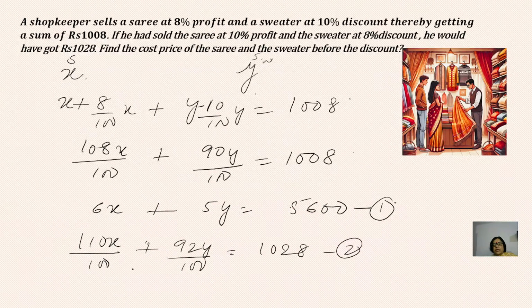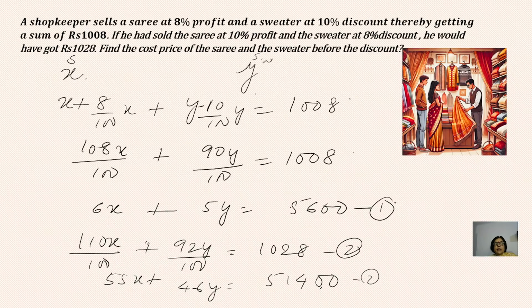Now at the most we can take 2 common from the numerator here. So we get 55x plus 2 fours are 8, 46y is equal to 5 twos are 10, 514 and 2 zeros. Transfer those zeros to the right hand side. So this becomes the second equation, the final equation after simplification.